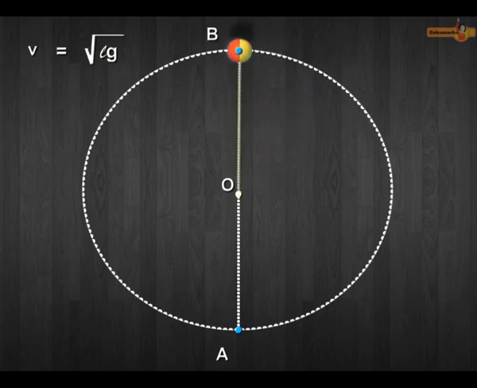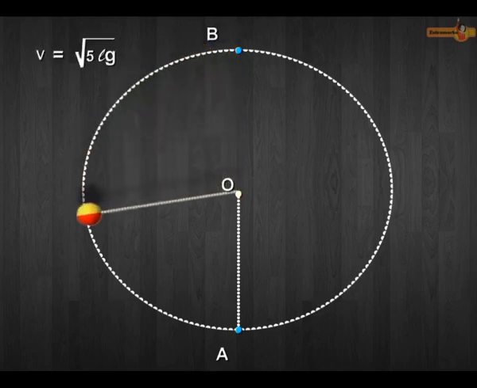At point B, the velocity becomes minimum and tension in the wire becomes zero. Therefore, V is equal to under root Lg. Thus, the minimum speed required to keep the object in motion in the vertical circle depends on the radius of the circle and is equal to under root Lg.